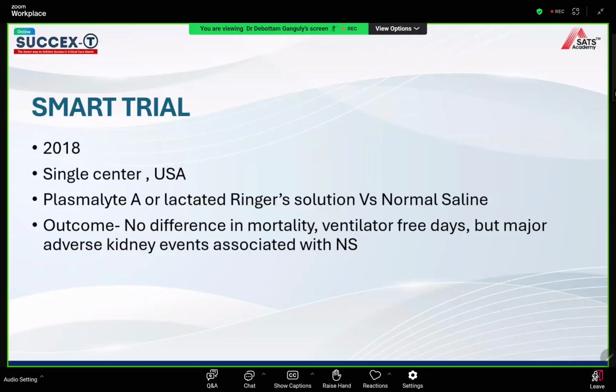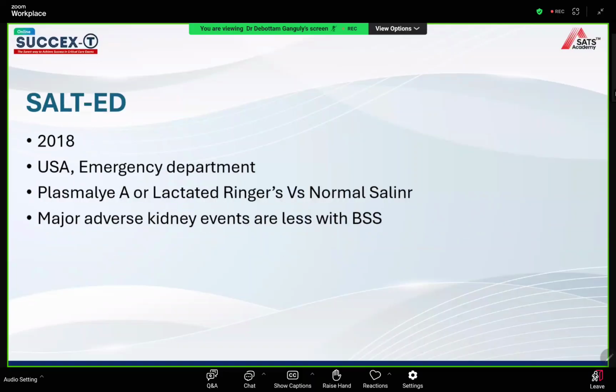This is a single center study. Plasmalyte A or lactated Ringer's solution with normal saline. Same, there is no difference in the mortality or ventilator free days, but major adverse kidney events are associated with NS. So the normal saline group in this SMART trial shows there is some problem with normal saline, particularly kidney related problems if we use normal saline.